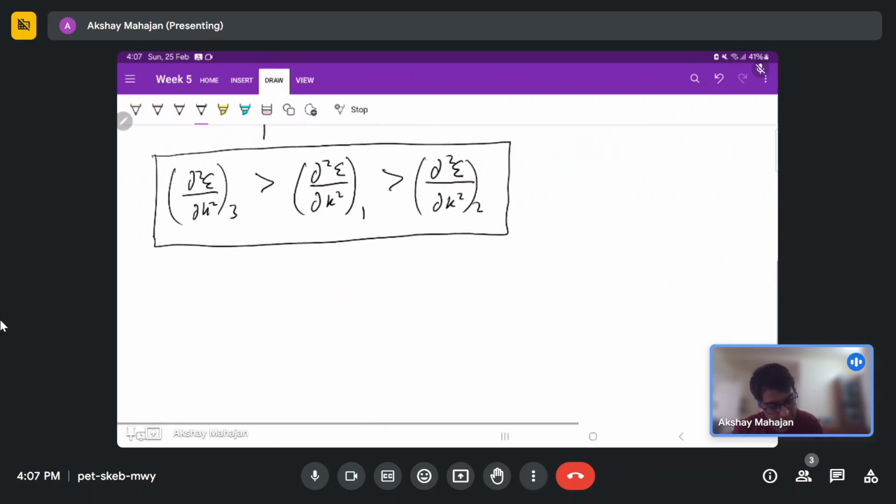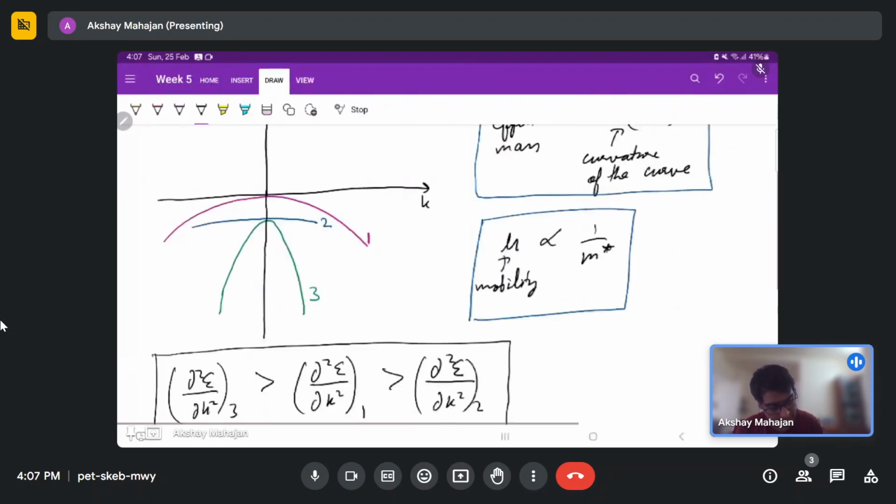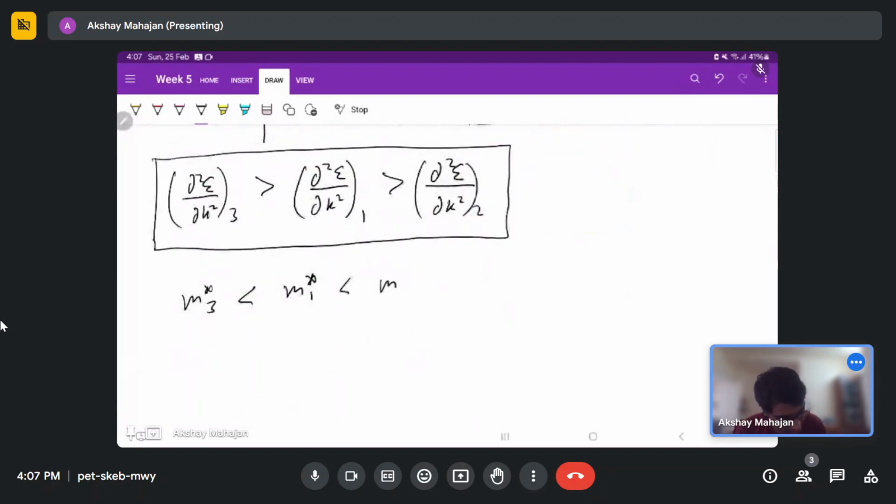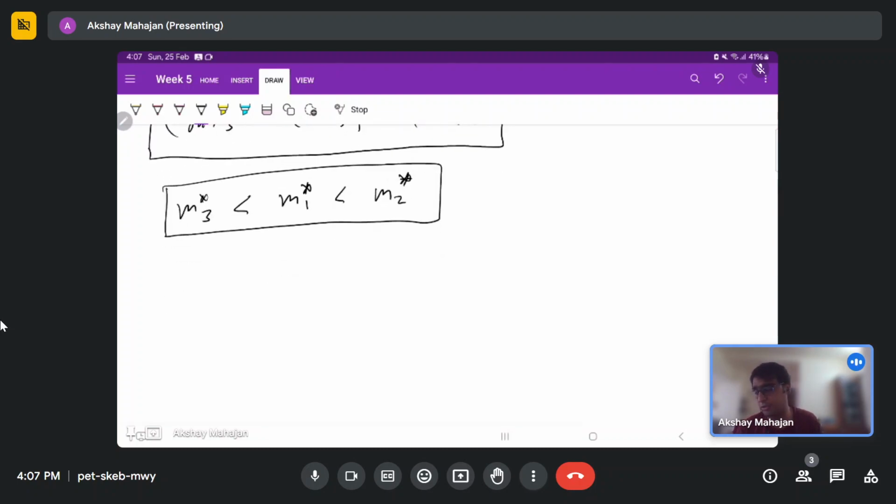As we know, our m star is inversely proportional to this. So the effective mass of the third band, the green band, will be less than that of the first band, the pink one, which will be less than that of the blue band. And since mobility is inversely proportional to the effective mass, we just reverse it again. So mu 3 will be greater than mu 1, which will be greater than mu 2.